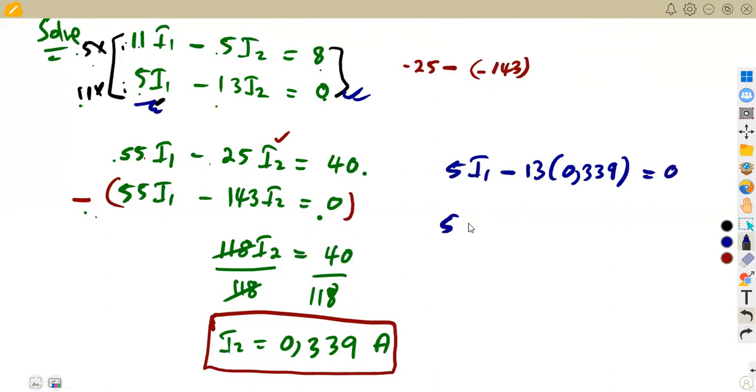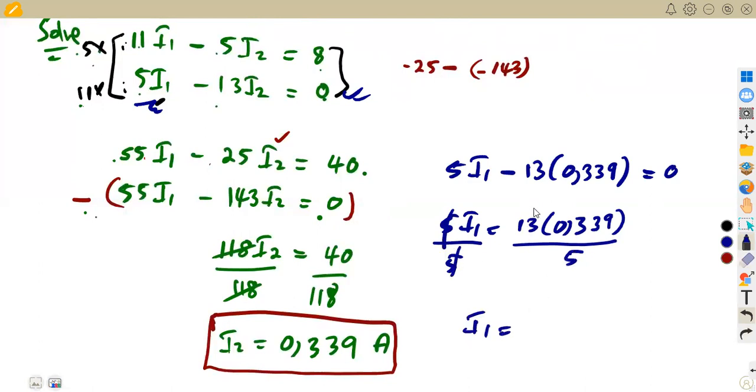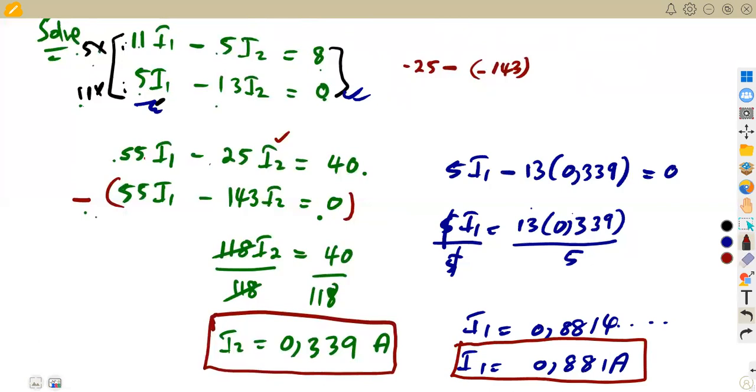All right, so that means 5 I1 is equal to, if I take this to the other side, it would be a positive 13 times 0.339. Or you can just multiply on your calculator direct, which is fine, or you can just divide it once by 5 this side. So that means our current I1 is going to be the product of this divided by 5, which is going to be 0.8814 and so on and so on. So that is 0.881 amps. All right, so this is our current I1, not the current I3, the one that we asked.